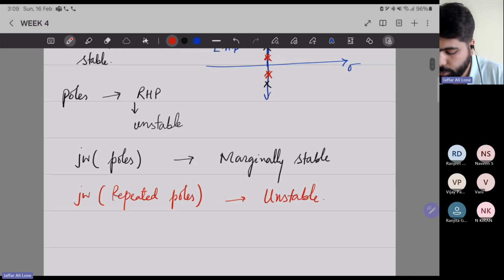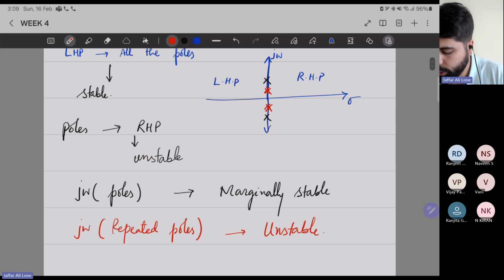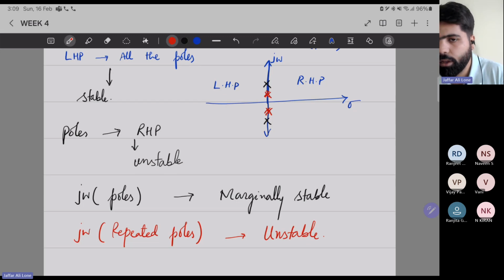So we have stability, instability, and marginal stability. And I forgot to mention this: whenever my poles are in the left half plane, my system is stable, even if my poles are complex or real, it doesn't matter. If they are in the left half plane, they are stable, right?